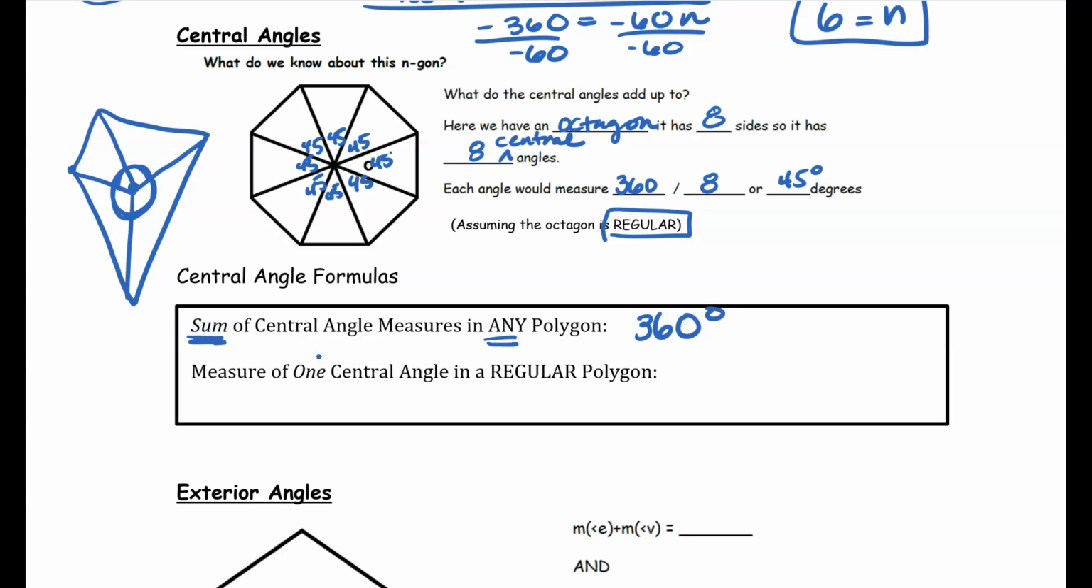But the measure of one central angle, if you have a regular polygon, because it's the only way you'd be able to find this out, is 360 divided by n. And remember, n is just the number of sides.